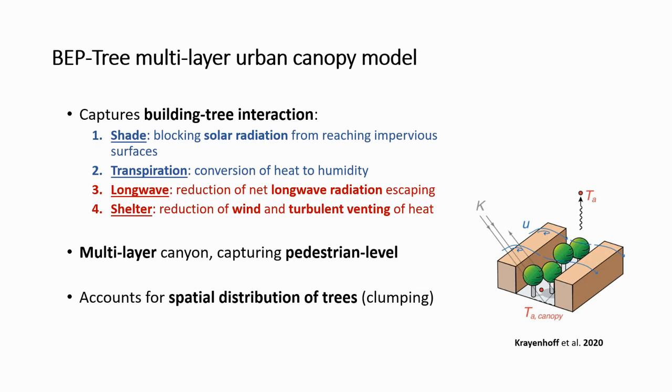So just briefly, the BEP-Tree model is a multi-layer canyon-based model. And because it's multi-layer, we capture multiple layers of the atmosphere within the canyon, so we can capture the pedestrian level. And we're accounting for the spatial distribution of trees, not specifically where they are, but whether they are clumped together or evenly spread apart, in the physics. And we're capturing all of those processes I mentioned earlier, right? So the interception of solar radiation, leaf energy balance, transpiration, long wave, and shelter or drag. And really the first two are typically cooling mechanisms of trees, and the latter two are typically warming mechanisms.